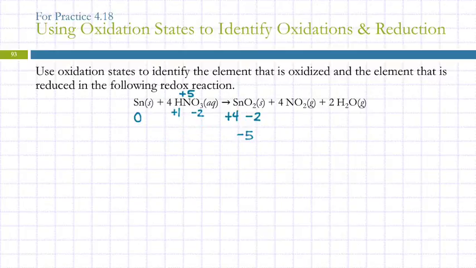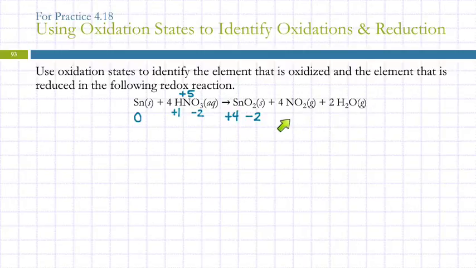I'm going to erase this because it's going to be in the way. So you don't carry that 4? No, the 4 just tells me there are 4 molecules or 4 moles of nitric acid. It has no bearing on what's happening inside the molecule.